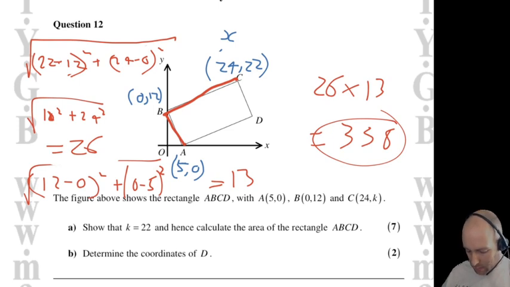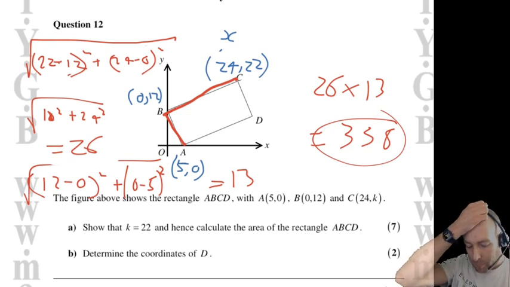It is 26 times 13, which is 338. Yeah, 338. George and Elliot, I don't know what you guys did, but you were slightly out. Okay, so we've got those lengths. We may as well use them.